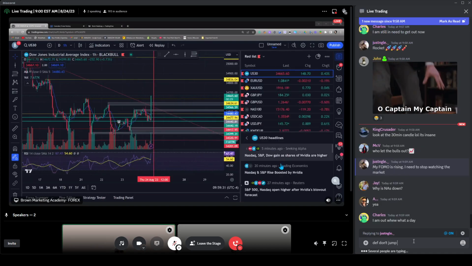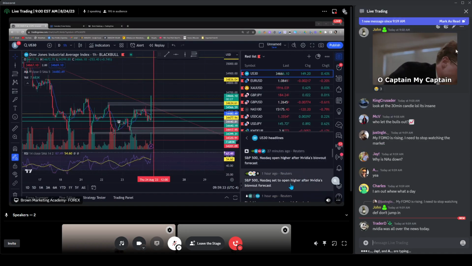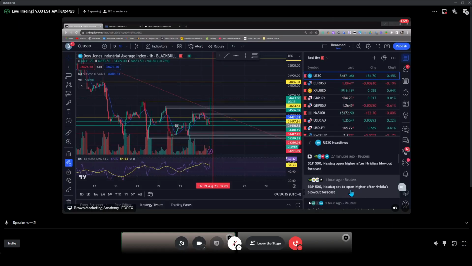I think one of the news articles that we read right before the open, no, let me see here. I think it was 1 hour ago: S&P 500, Nasdaq set to open higher after Nvidia's blowout forecast. But yeah, Nvidia, 100%, had everything to do with this here. It's good.